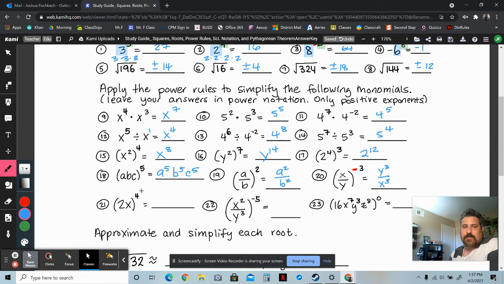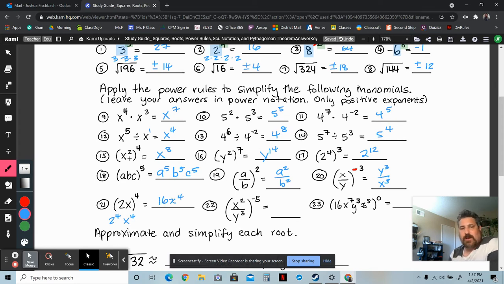All right, for this one here, you're raising a product to a power. So you raise each factor to that power. So this is 2 to the fourth power times x to the fourth power. Now it says you can leave it in power notation, so you could leave it just like that. That is acceptable. If you wanted to, you could also figure out what 2 to the fourth is, which is 16, and write it as 16x to the fourth. Either way, it's an acceptable answer.